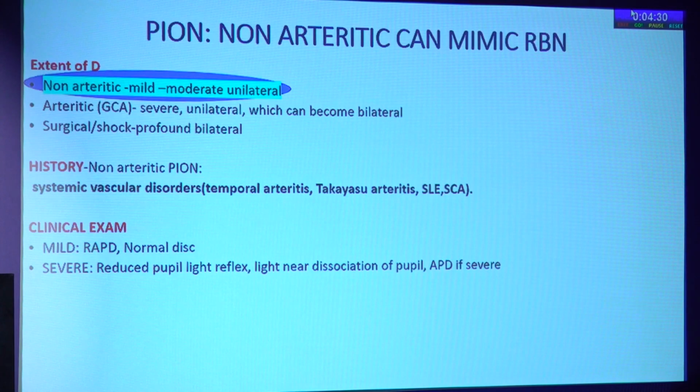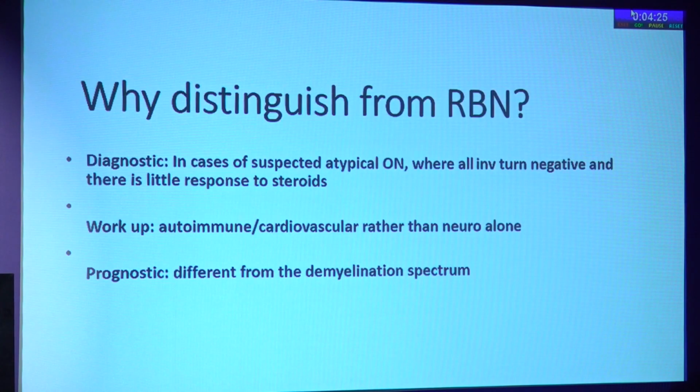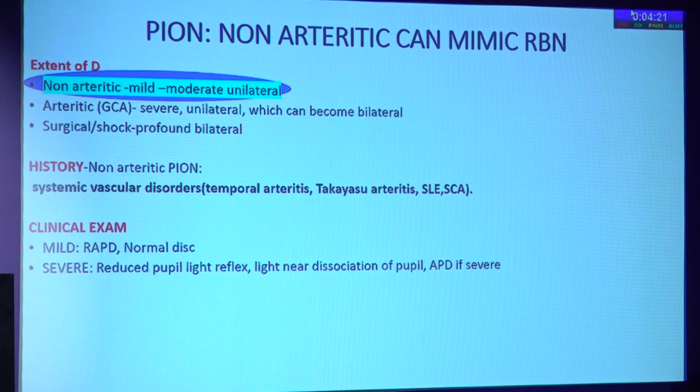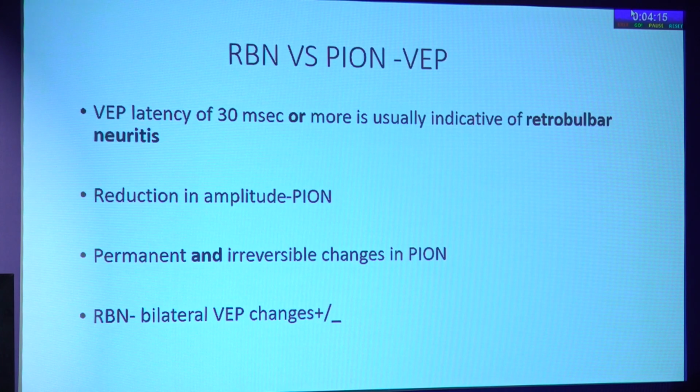There are some other things you should be looking at. Maybe one more word about PION versus RBN. In PION, the visual loss is usually central. And when you take the VEP, because it's ischemic, it is the amplitude that is down, compared to optic neuritis where it is the VEP latency that is more affected. Prognosis-wise, it is permanent and irreversible in PION.